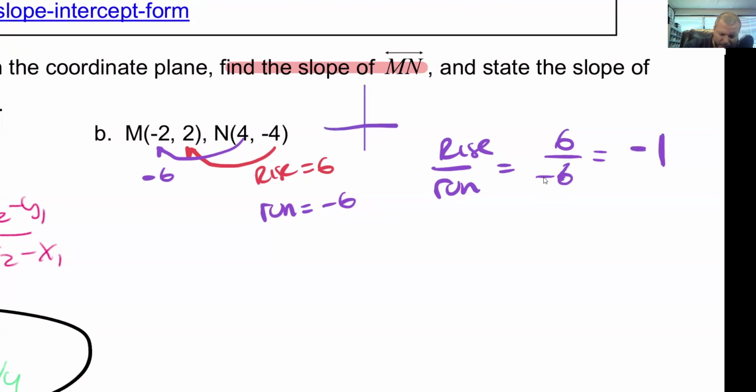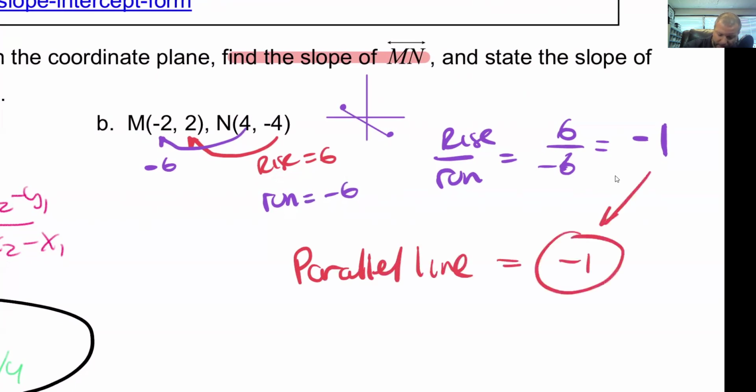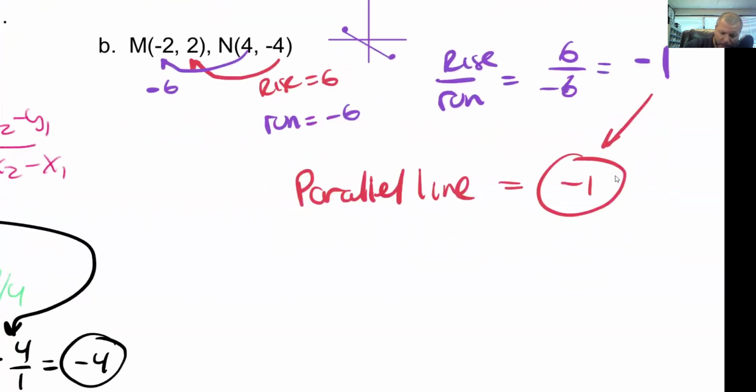My top is positive, my bottom is negative, so I'm going to get a -1 back out. Again, if you want to visualize this, -2, +2 is right there. 4, -4 is right there. So my slope has to be negative. I don't know from this picture that it's going to be 1, but I do know that it has to have a negative sign. All right, so then my parallel line is going to have the same slope, -1.